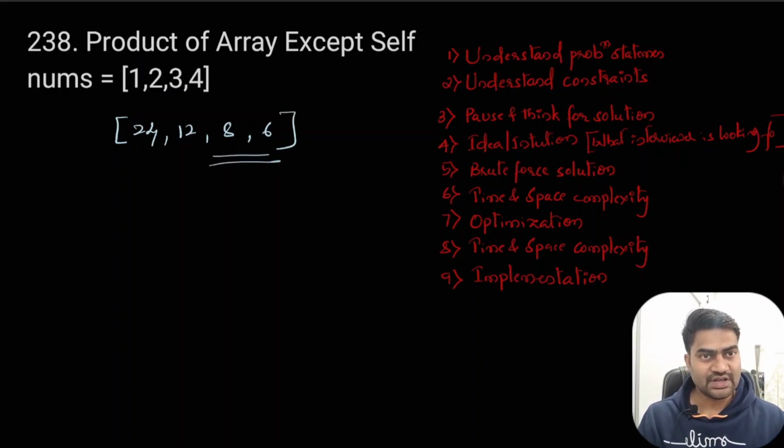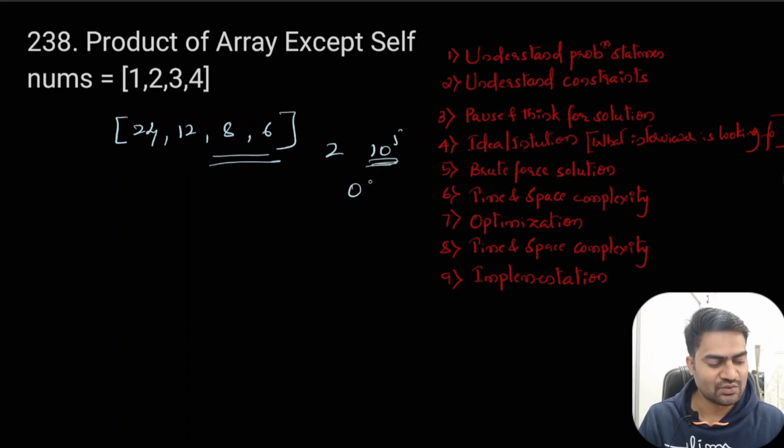And also we are clear about the constraints. The length of the array will be between 2 and 10 raised to 5. So as per our standard Leetcode criteria, if we try to solve this particular problem in O of n square, then it will give us TLE, correct? So we should try to solve this particular problem in O of n time complexity.